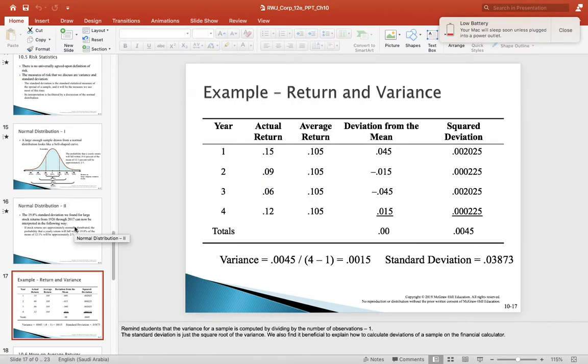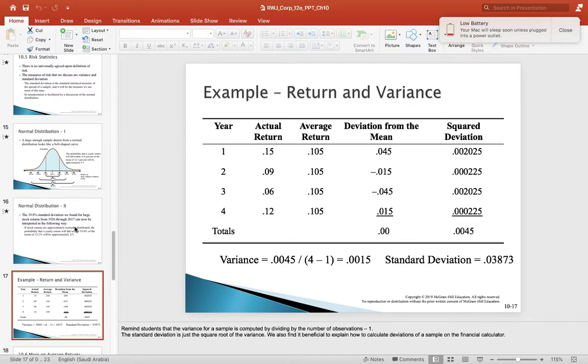This is the way we interpret a normal curve with the standard deviation and average return. Now the question comes, how do we calculate the standard deviation in a pen and paper way? Of course, in a spreadsheet it is too easy, but in pen and paper, how can you calculate it? For example, take returns of 4 years, year 1, 2, 3 and 4: 15%, 9%, 6% and 12%. Calculate the average return: 15 plus 9 plus 6 plus 12 divided by 4 is the average return, 10.5%.